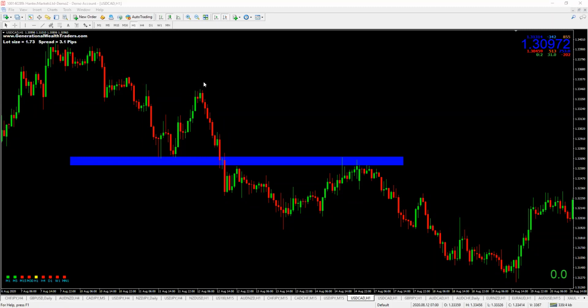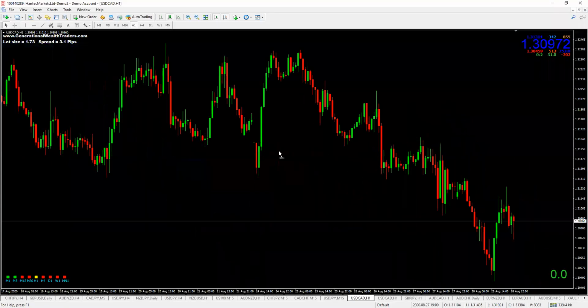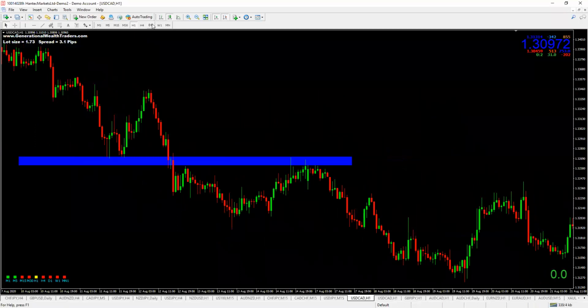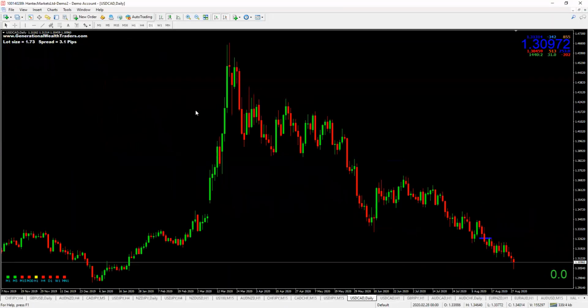Sorry, a whole day to develop. As a matter of fact, let's just go there quickly. So we are on the 1 hour time frame now. If we go to the daily time frame, you can see it is now a small zone there.